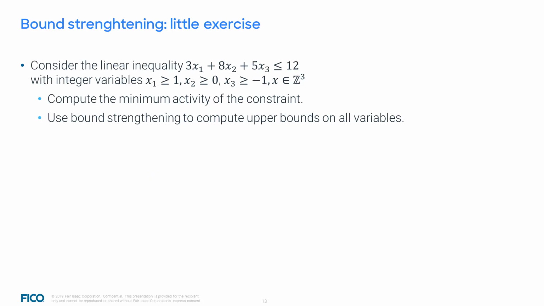Let us do a little exercise. Get pen and paper and try to find upper bounds for the variables in the given inequality. Keep in mind that they are integer. Proceed in 2 steps. First, compute the minimum activity of the constraint. Then, use the bound strengthening formula for each variable individually. The corresponding slide is linked in the description. We will reveal the solution in 2 steps, making a 5 seconds pause before each step.